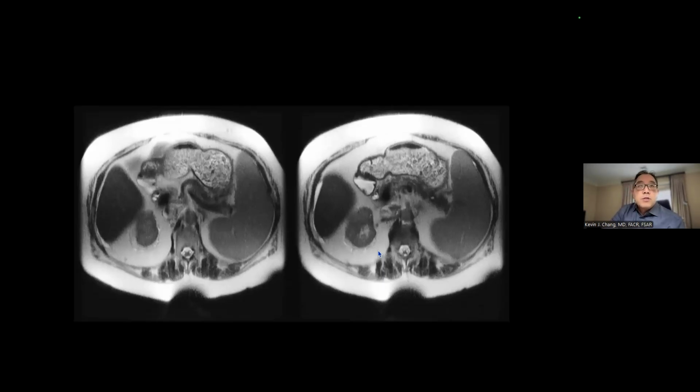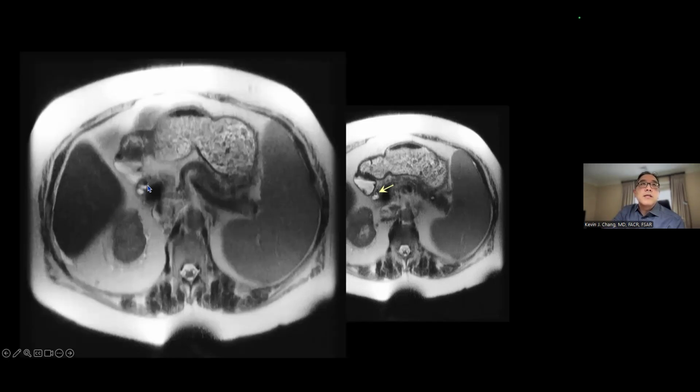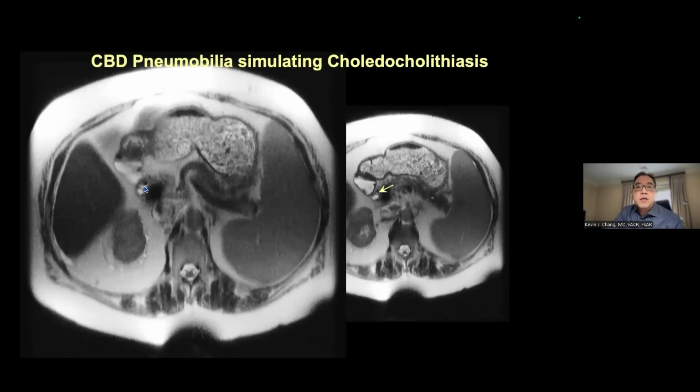These are some axial T2-weighted pulse sequences without fat saturation. And in this case, you can see there's a filling defect within the bile duct here within this duct. But the important finding is that it's on the antidependent side of the lumen. So that tells you that you're looking at gas rather than a stone, which would dependently layer along the dependent side of the bile duct.